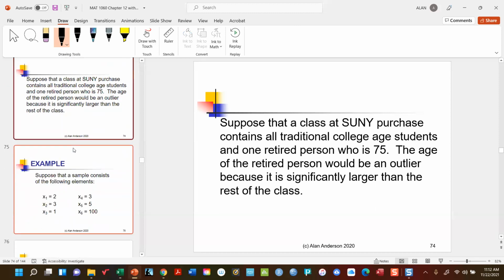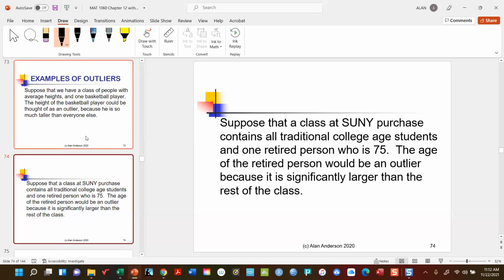Now, to give you a hint as to where this is going. Suppose somebody came in there and said, I wonder what the average age is of all the classes at SUNY Purchase. What's going to happen in this class? You add up all the ages, including the retired person, and calculate the average. And what if it comes out to be 24? Well, you can see the problem.